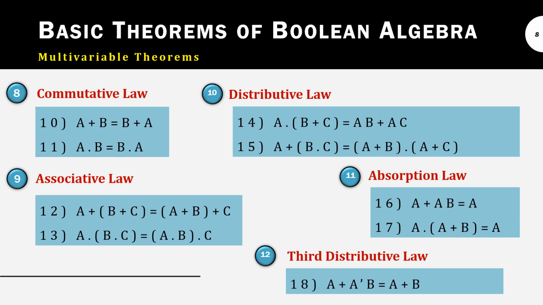Okay, there are some more rules of Boolean algebra. That is the third distributive law. A plus A bar B is equal to A plus B. All these rules can be proved using either the truth table method or the algebraic method.